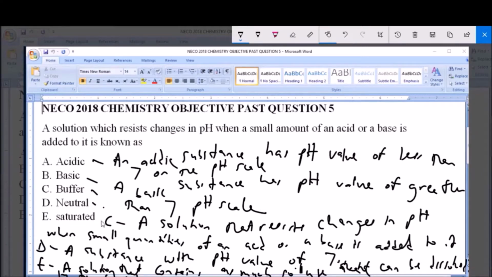And from these definitions, we see that option C, which is buffer, we define as a solution that resists changes in pH when small quantities of an acid or a base is added to it. This is basically the same definition that was given to us in the question, so it matches. So a solution which resists changes in pH when a small amount of an acid or a base is added to it is known as buffer, which is option C.